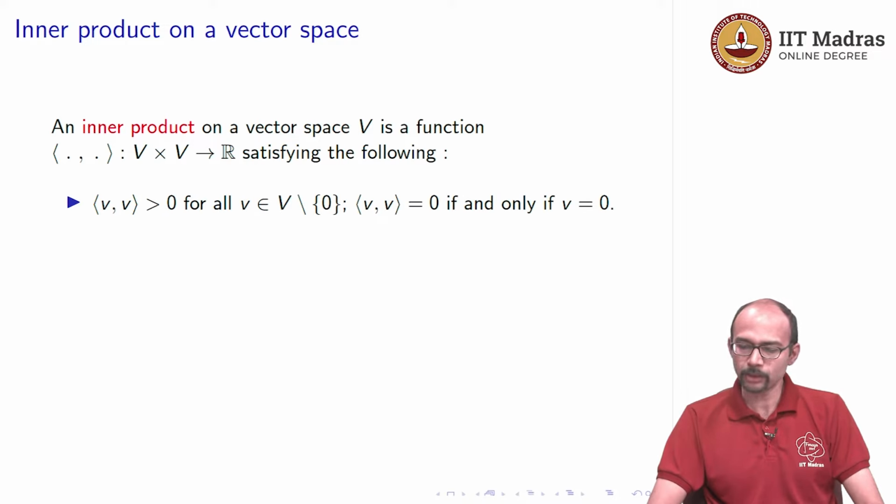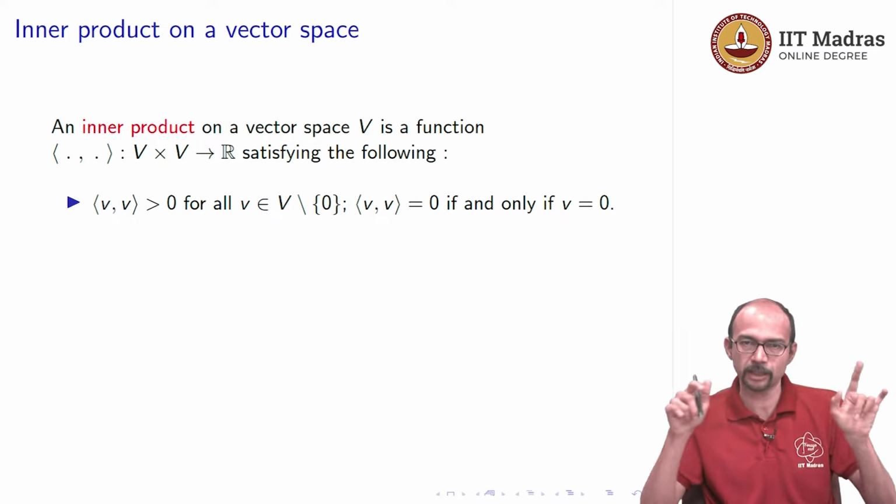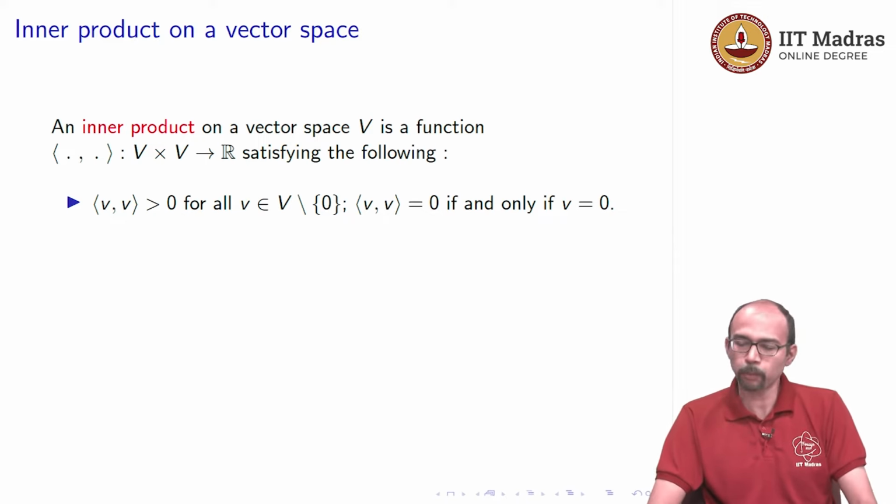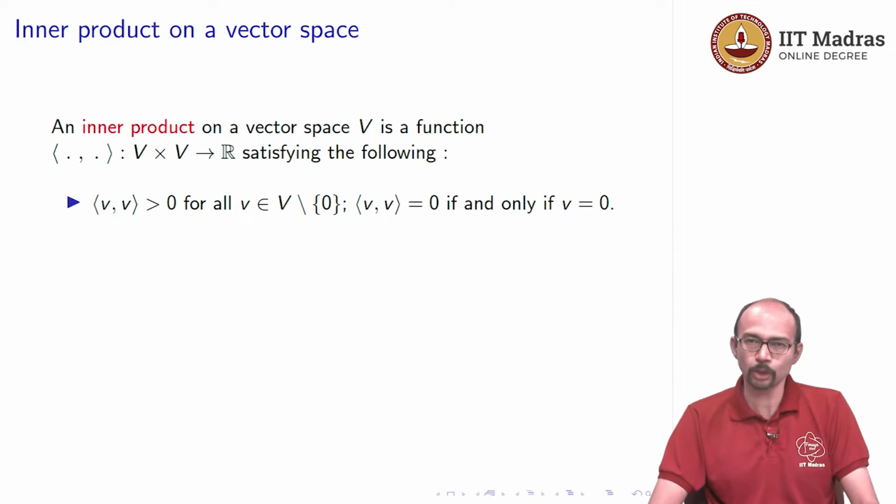If you apply this to V comma V, that means you take just one vector and think of it as the tuple V comma V, then the inner product of V with itself, the angle brackets V comma V, must be strictly greater than 0 if V is non-zero, and it will be 0 precisely when V is equal to 0.